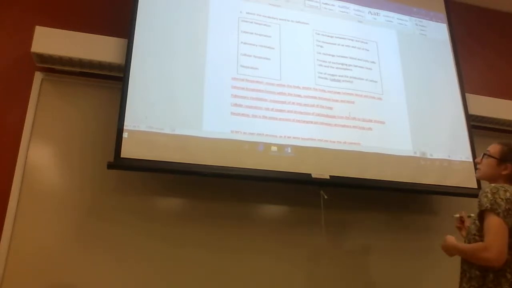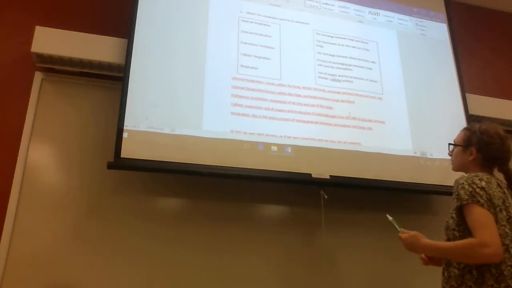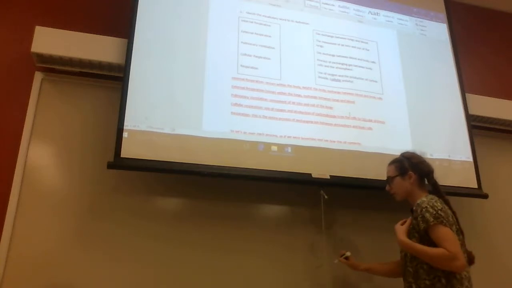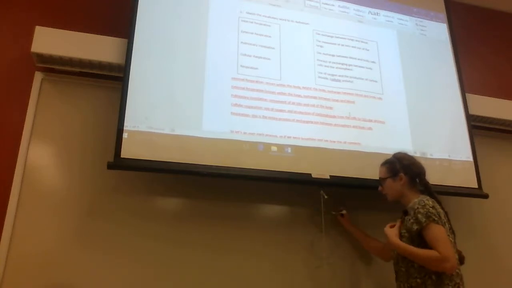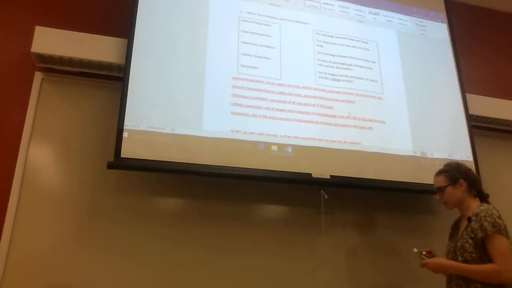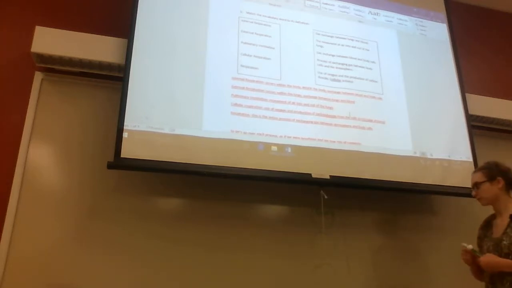So the first one is internal respiration. And this occurs within the body, inside the body, so it's internal. So let's just click this, that'll work. So your body cells are going to be in green. So these are your body cells, and this is your blood. So gas exchange between your blood and body cells is internal respiration.